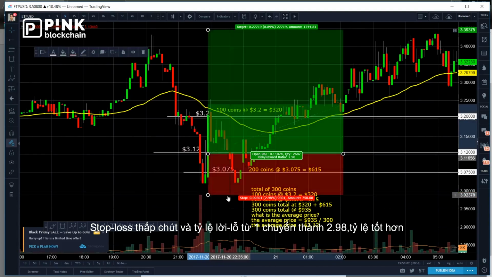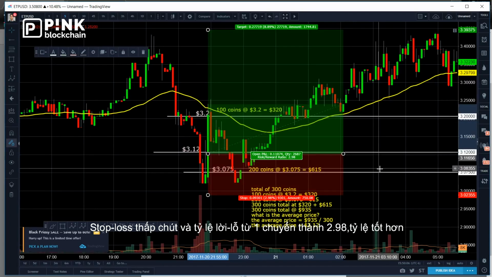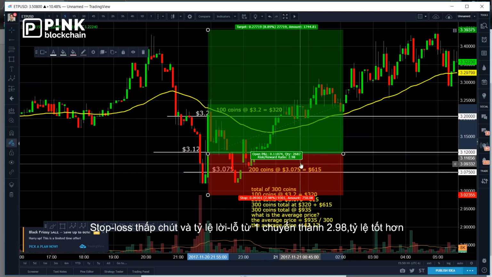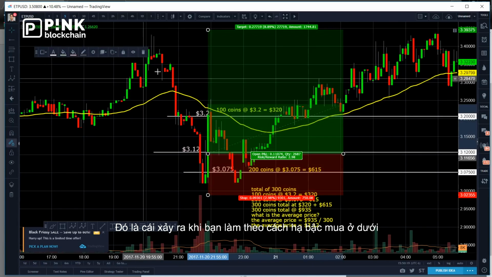Now, guys, your loss is right below those points. Your target's the same. Well, your risk to reward just changed from 1.0 to 2.98. Which is a better risk to reward to you guys, 1.0 or 2.98? Well, obviously 2.98, right? And that's what it does when you are laddering your buys like this on dips.